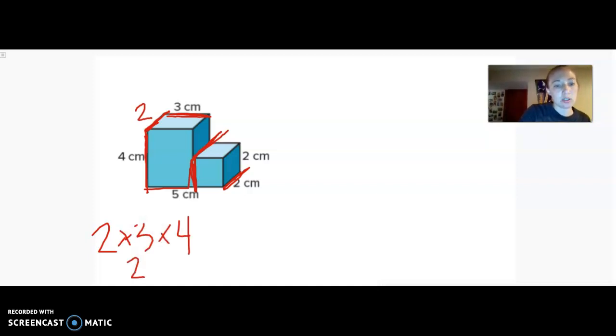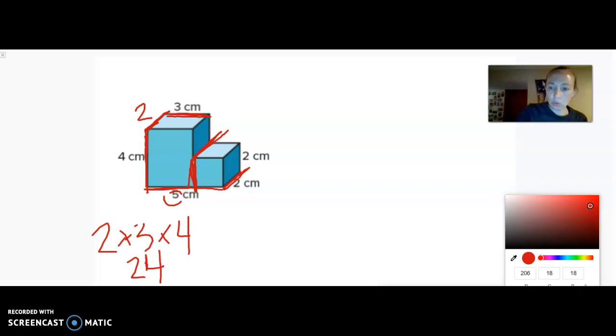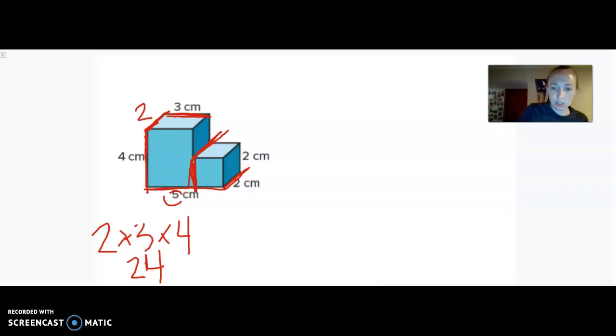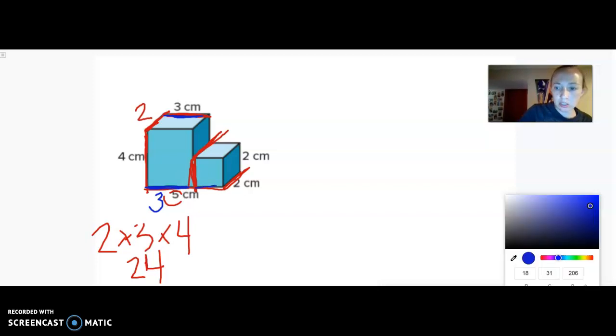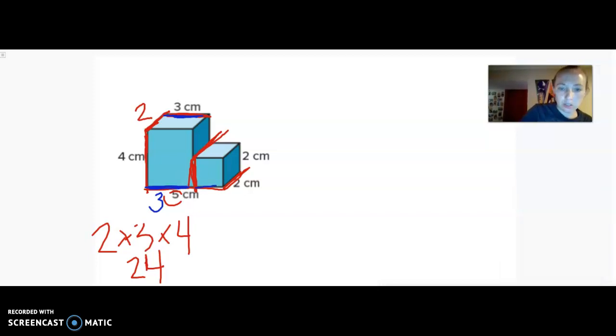6 times 4 is 24. Now again, notice this 5 is the whole thing at the bottom. And I don't actually need the whole thing because I split that apart. And I know if this part is 3, then this part is 3. So then what is this part over here? This part would be 2 because 3 plus 2 is 5. So I know this is 2.